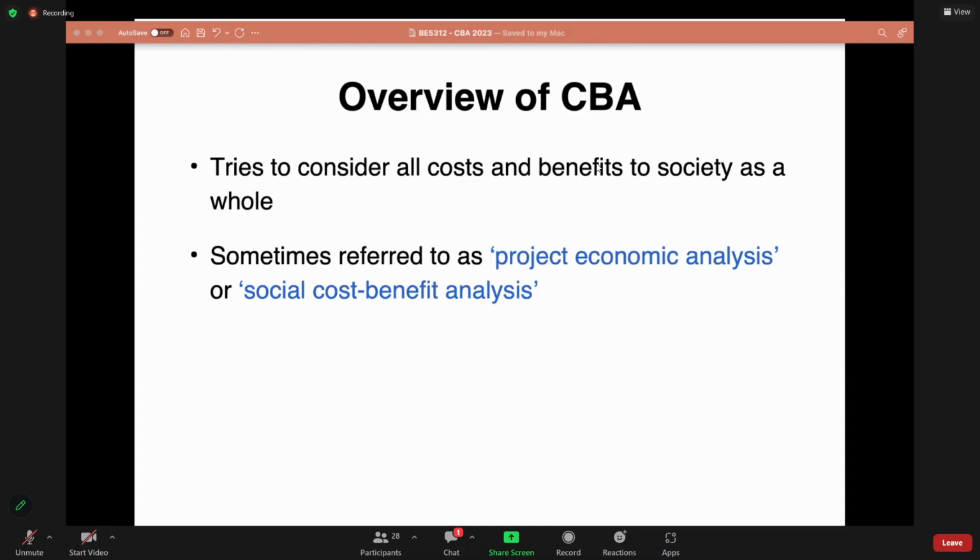So in CBA, rather than a financial appraisal, you're considering costs and benefits to society as a whole, not just a private investor or a private company only. This is sometimes referred to as project economic analysis or social cost benefit analysis also.